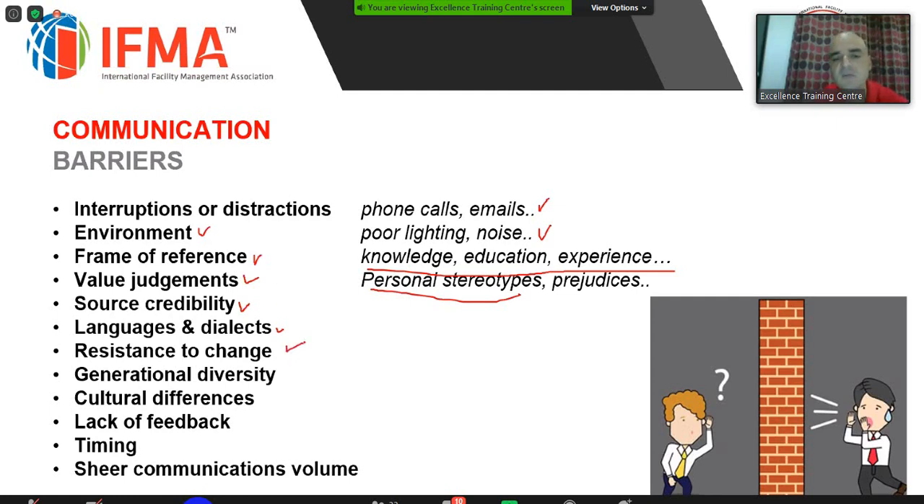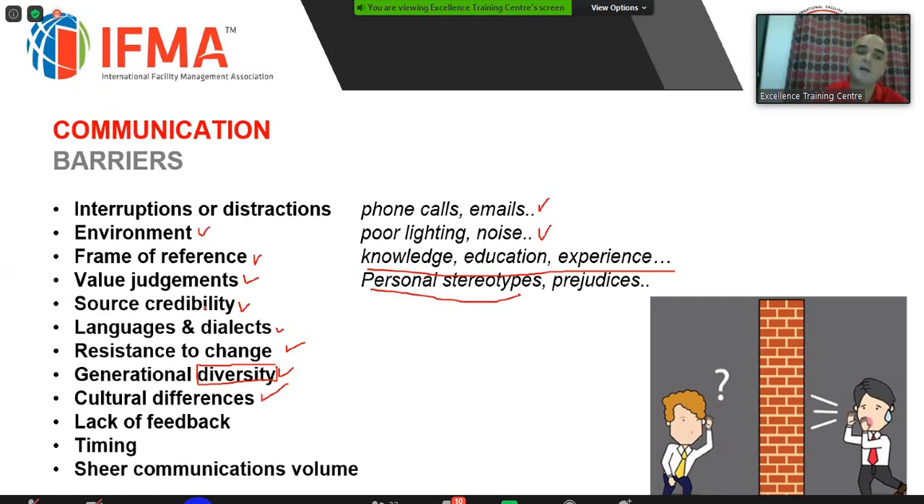Resistance to change. Sometimes people simply want to phase out and not listen. Generational diversity. All kinds of diversity create these barriers, whether male to female, or old to young, and so on. Cultural differences. What might be offensive to certain people might not be very offensive to others. For example, if you come and talk to someone about alcohol in this part of the world, maybe they'll take it very negatively. So this is again a communication barrier.